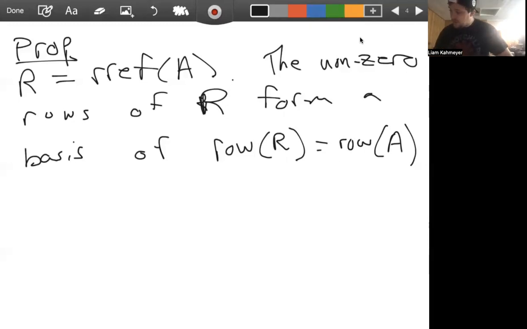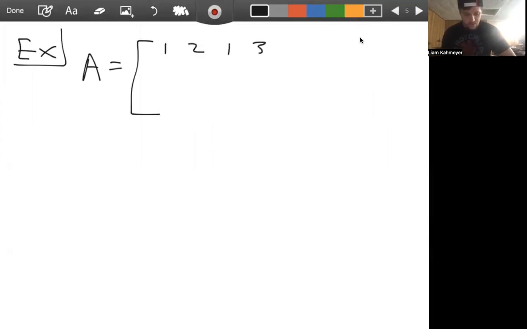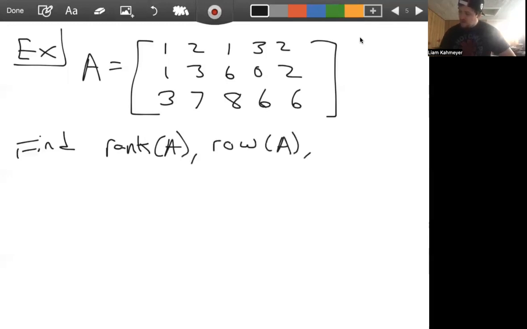Okay, let's do an example. Let's say we have the following 3x5 matrix here. We have 1, 2, 1, 3, 2, then 1, 3, 6, 0, 2, and then we have 3, 7, 8, 6, 6. And we want to find the rank, the row space, and the column space of A.